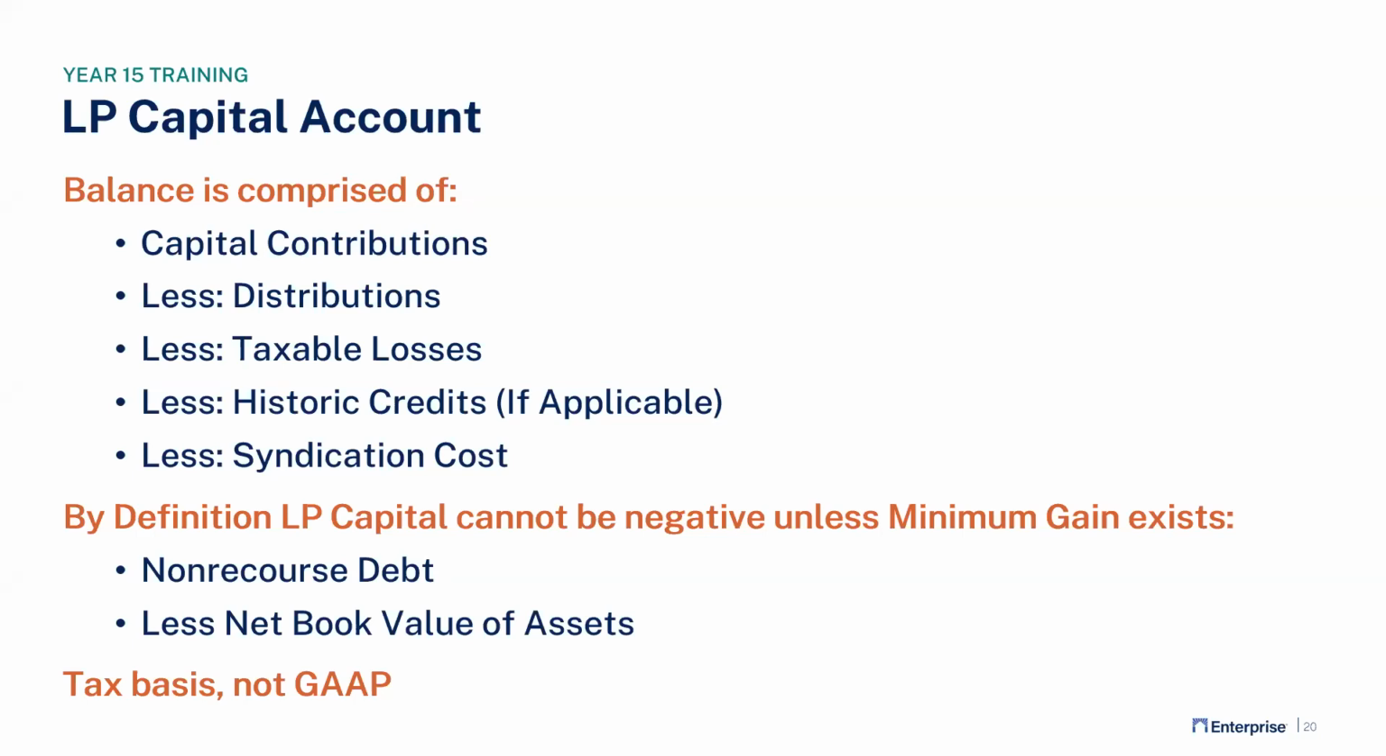limited partner can sustain, or if they do go negative by chance, they will be able to continue to take losses if there is minimum gain. If minimum gain exists, which is the non-recourse debt less the net book value of the asset, then the limited partner can continue to take losses until there's no longer a minimum gain available, as long as the minimum gain is available. That's if they go negative prior to the end of the compliance period.